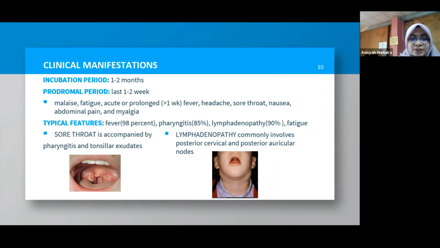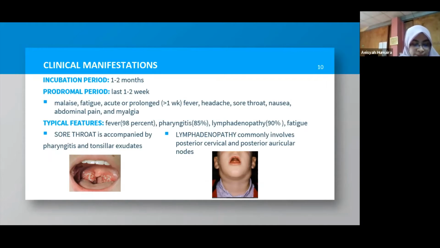Okay, so the typical feature, as I stated earlier, is the classic triad of fever, pharyngitis, and lymphadenopathy, and also fatigue. The fever, pharyngitis, and lymphadenopathy may resolve in weeks, but the fatigue may become severe and persist for months. For the sore throat, the history of sore throat is accompanied by pharyngitis and tonsillar exudate. If you can see here, the exudate can be viewed as white or green, and it can even be necrotic.